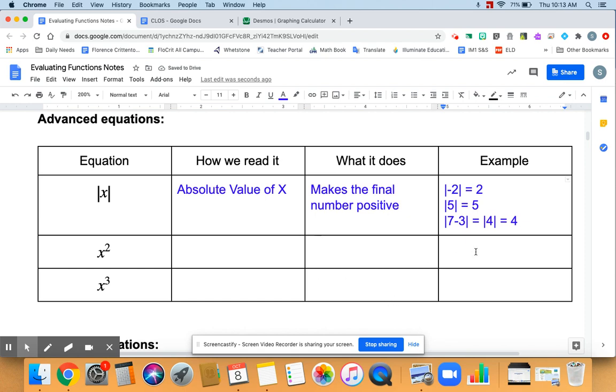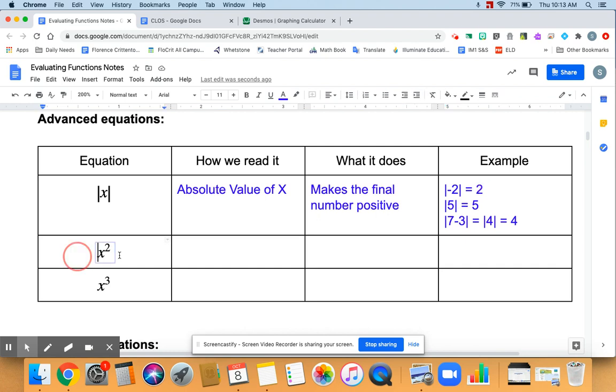So that's why it's important to do the math first, make it one number, and then absolute value just makes whatever's on the inside positive. And note that once I made it positive, the absolute value signs went away because they did their job. I took the absolute value by making it positive. So the lines don't have to be there anymore.